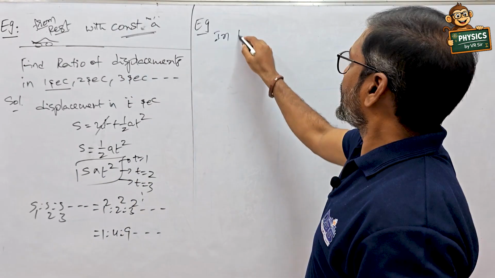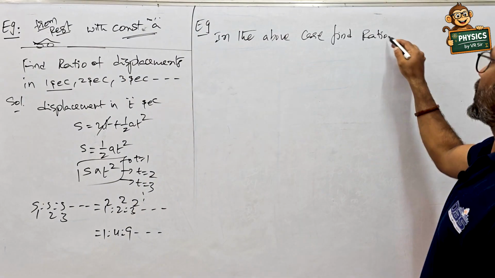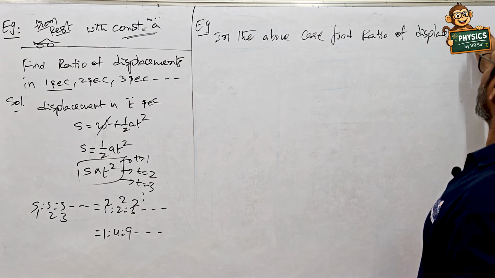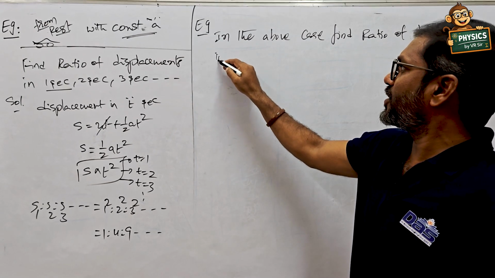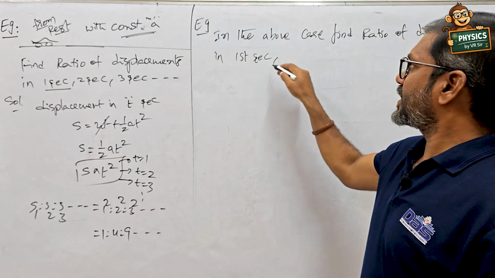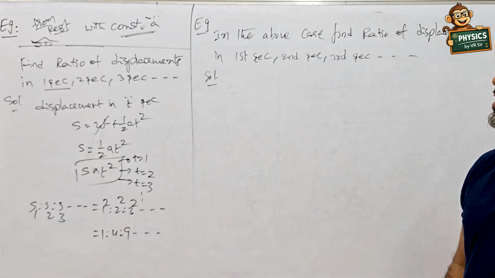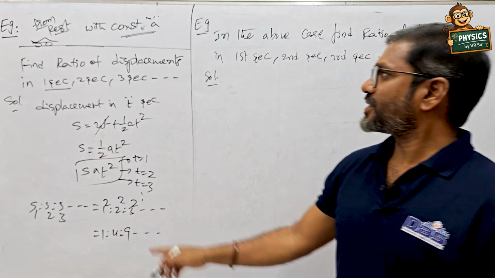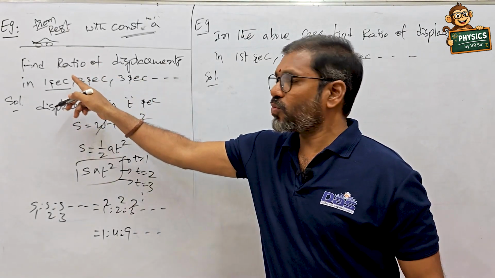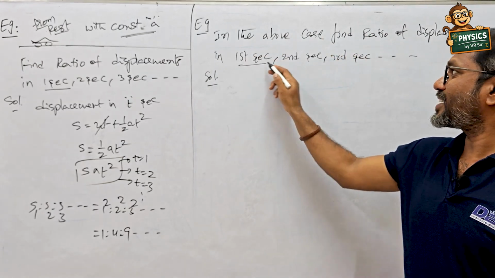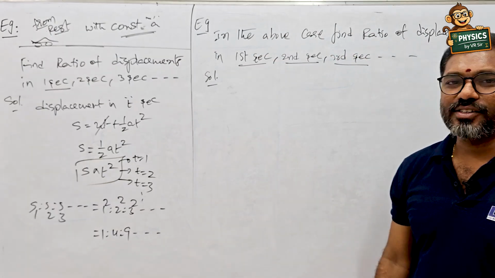Next example. In the above case, find the ratio of displacements in the first second, second second, third second and so on. Hope you understand the difference. This is the ratio of displacements in 1 second, 2 seconds, 3 seconds. Now here is the ratio of displacements in first second, second second, third second and so on.